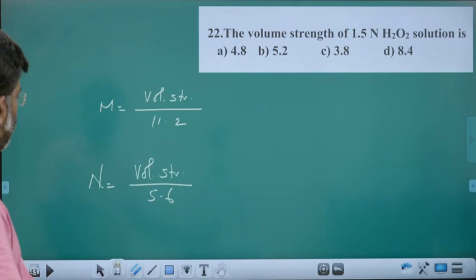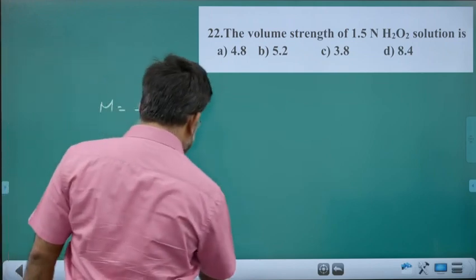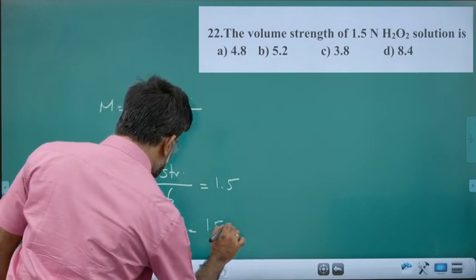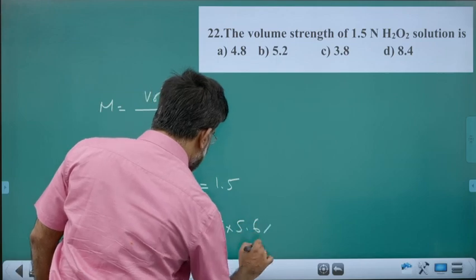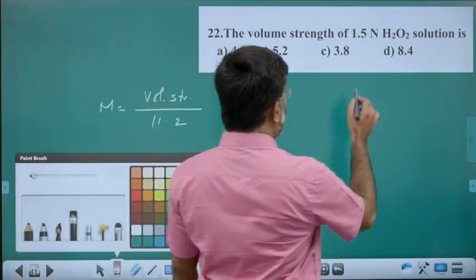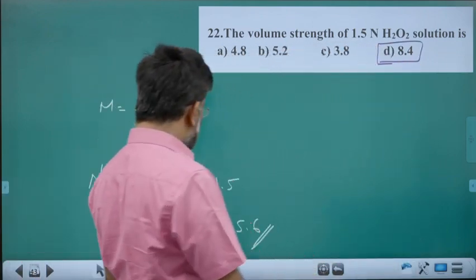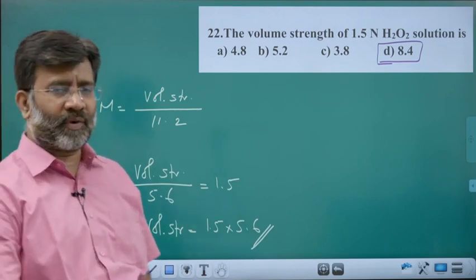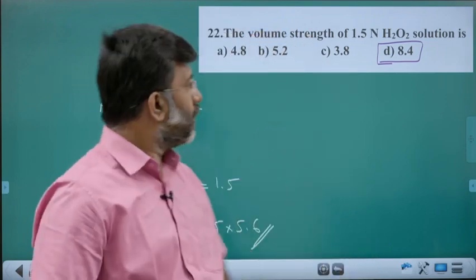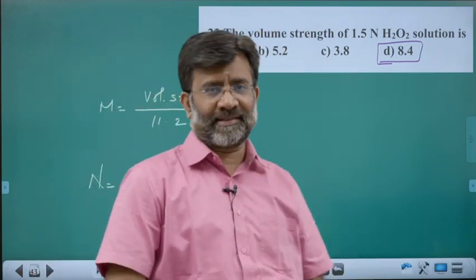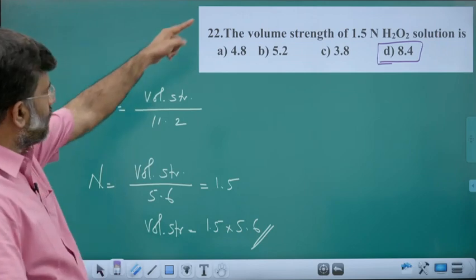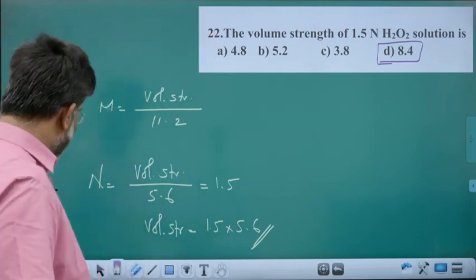Normality is given as 1.5. What is the volume strength? Volume strength is equal to 1.5 into 5.6. Option D, 8.4. And if you are talking about molarity, it will be 4.2, half of that. You see, normality will be 2 times that of molarity, because it is a dibasic character. Okay, next.